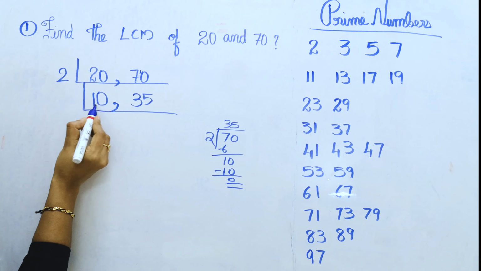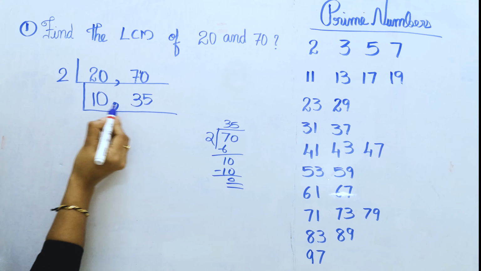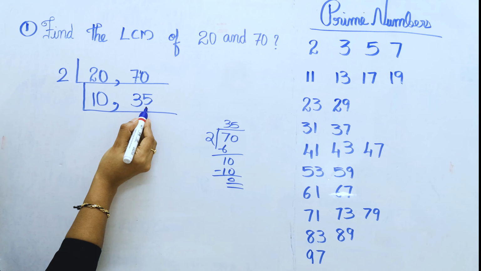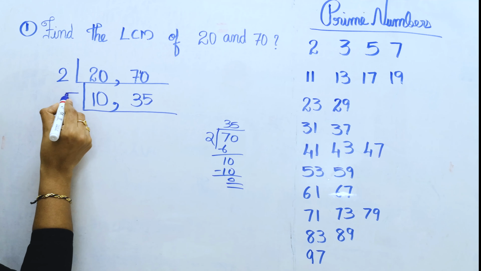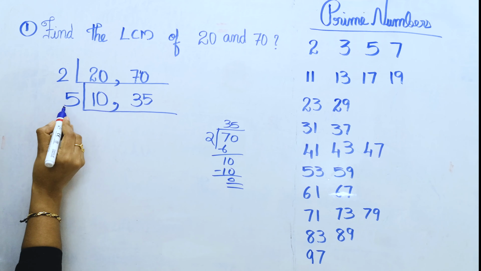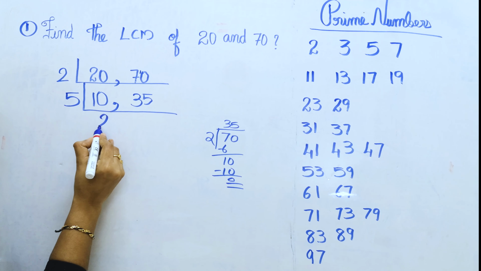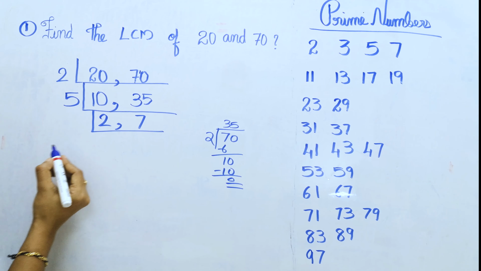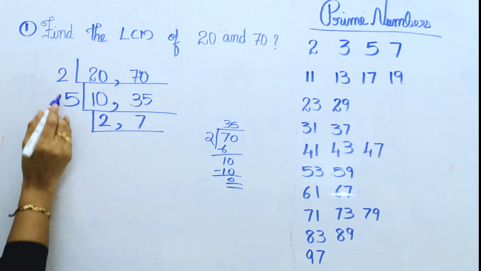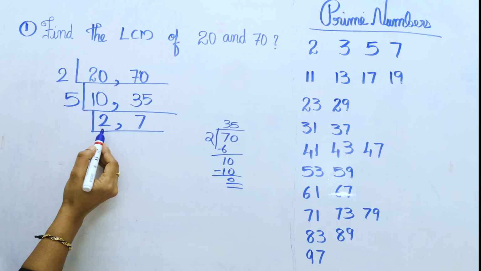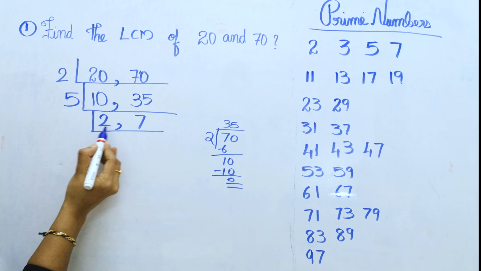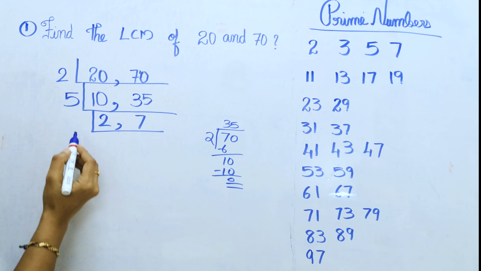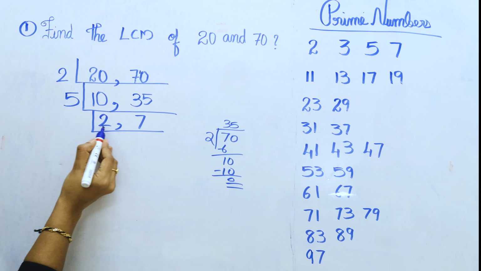Again, let's see. 10 and 35. 10 is divisible by 2, but 35 is not divisible by 2. It is divisible by 5. Both the numbers are divisible by 5. So 5 2s are 10 and 5 7s are 35. And here, actually we can stop the problem because there are no common prime factors. So you can stop and multiply 2 into 5 into 2 into 7.